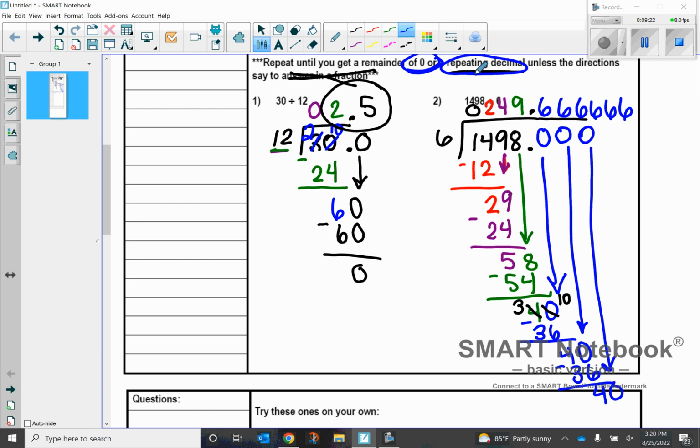Okay, the way we show a repeating decimal, the way that we would write this answer is 249.6 with a bar over the 6. This is called a repeating bar. So whatever this bar is over shows that that number just repeats forever and never ends.